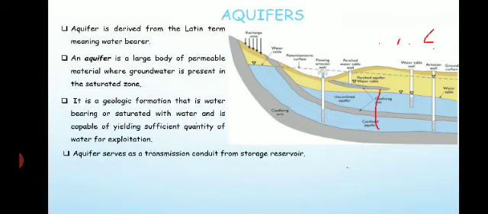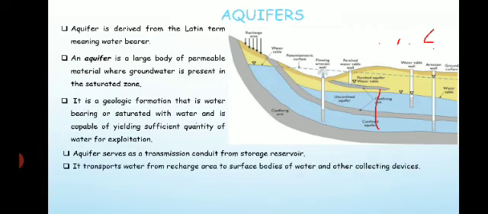This aquifer serves as a transmission conduit from the storage reservoir, meaning it acts as a way through which the water is transmitted from the storage reservoir underground. It transports the water from the recharge area to the surface bodies of water and other collecting devices. So there is a transmission of water, a continuous flow of groundwater.